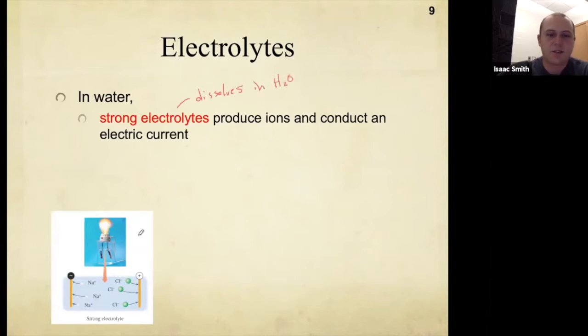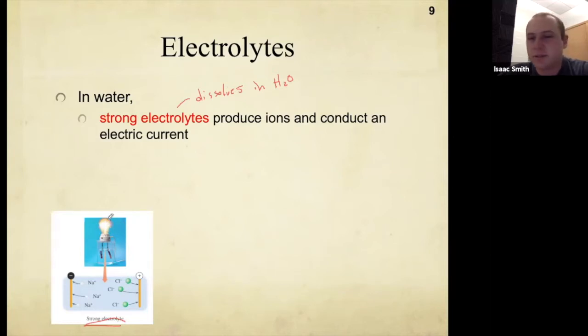So something like sodium chloride, table salt, right? It completely dissolves in water. So it's a strong electrolyte, okay? Anything that dissolves completely in water is a strong electrolyte. So sodium hydroxide from the slide before, it's going to be a strong electrolyte.